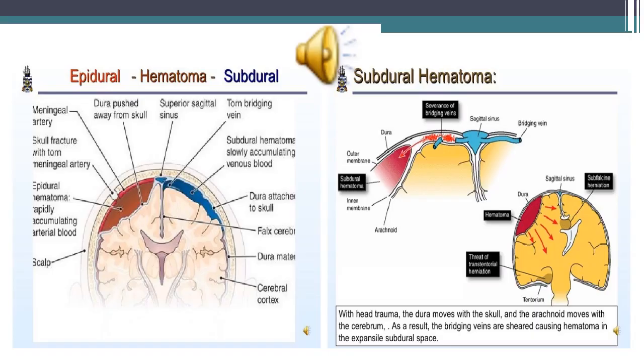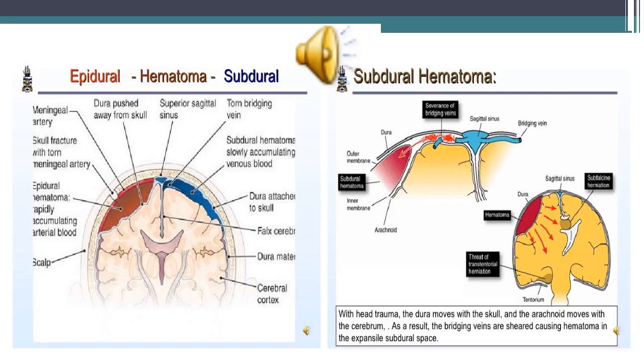This slide explains the pathophysiology of development of epidural and subdural hematoma. In epidural hematoma, when there is a skull fracture, there will be a tear of the meningeal artery. This will lead to rapid accumulation of hematoma in the epidural space. This will push the dura and the brain away from the skull.